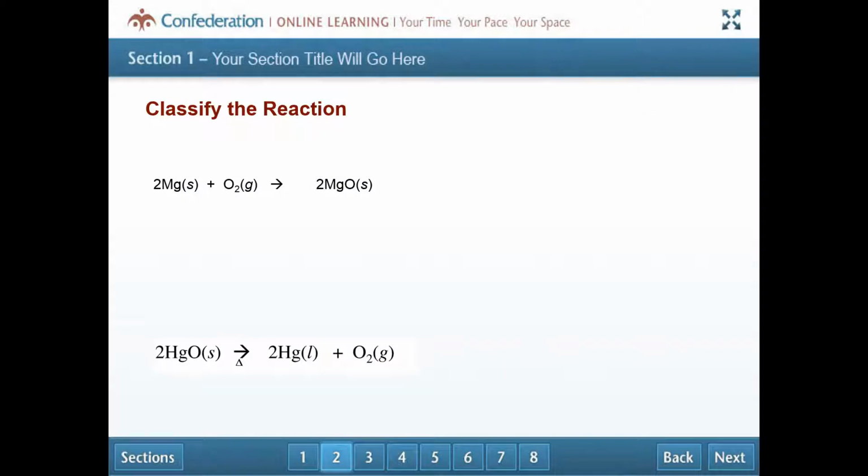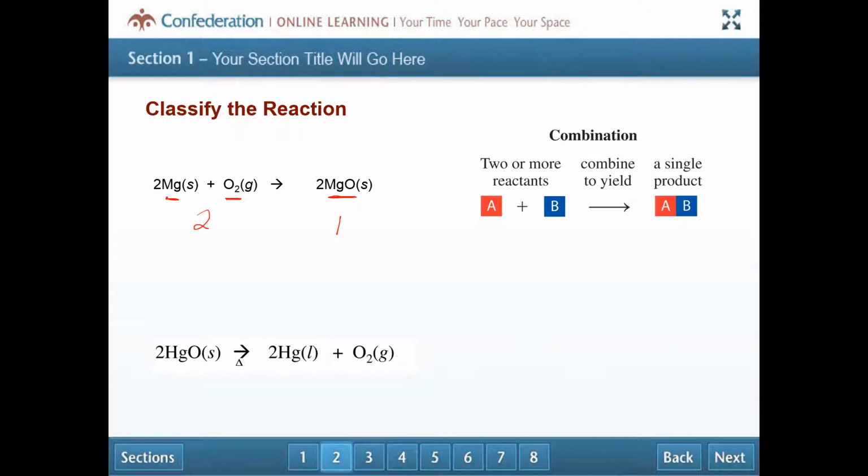So the first one here, we've got magnesium, we've got oxygen gas, and then we're forming magnesium oxide. So what you can look for here, first thing, how many reactants do we have? We've got two of them. How many products? We've got one. Do we have anything kicking out or replacing? No, we don't. We're not producing carbon dioxide and water, but we're going from 2 to 1. So that means that this is going to be a combination reaction.